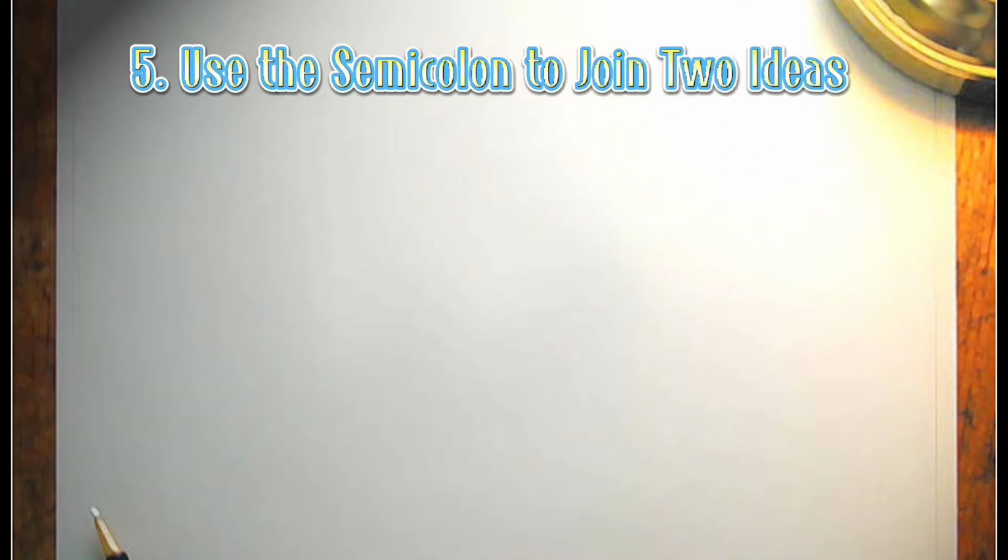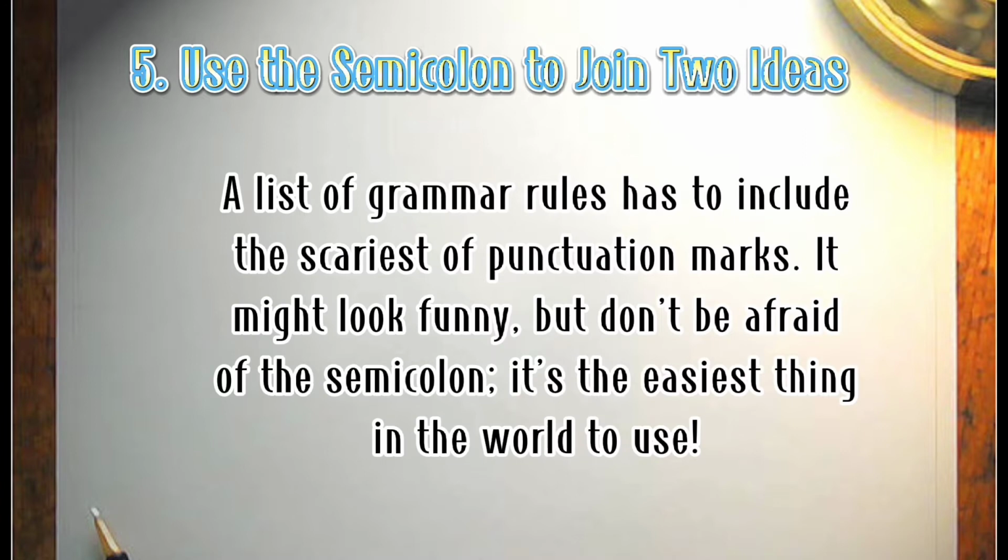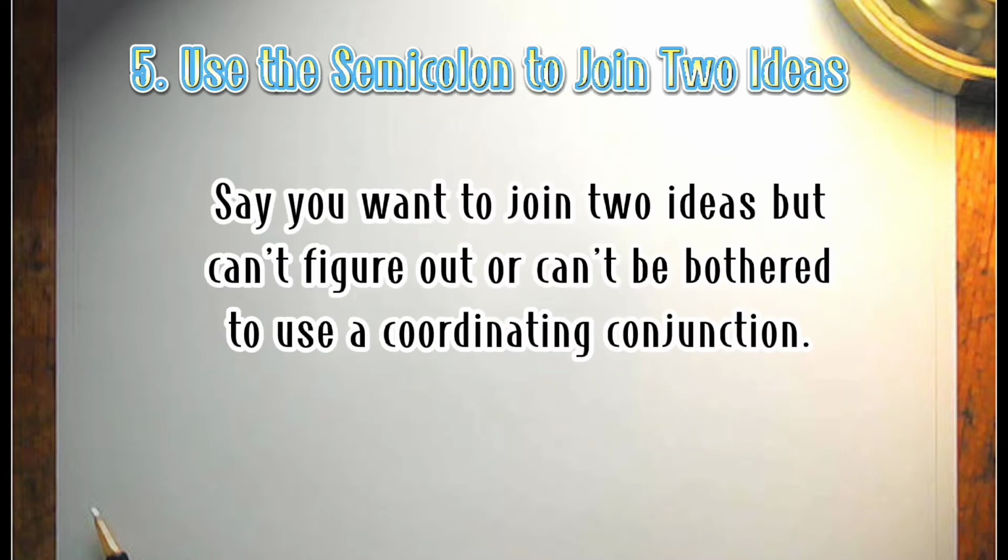Fifth rule of the grammar: use the semicolon to join two ideas. A list of grammar rules has to include the scariest of punctuation marks. It might look funny, but don't be afraid of the semicolon. It's the easiest thing in the world to use.